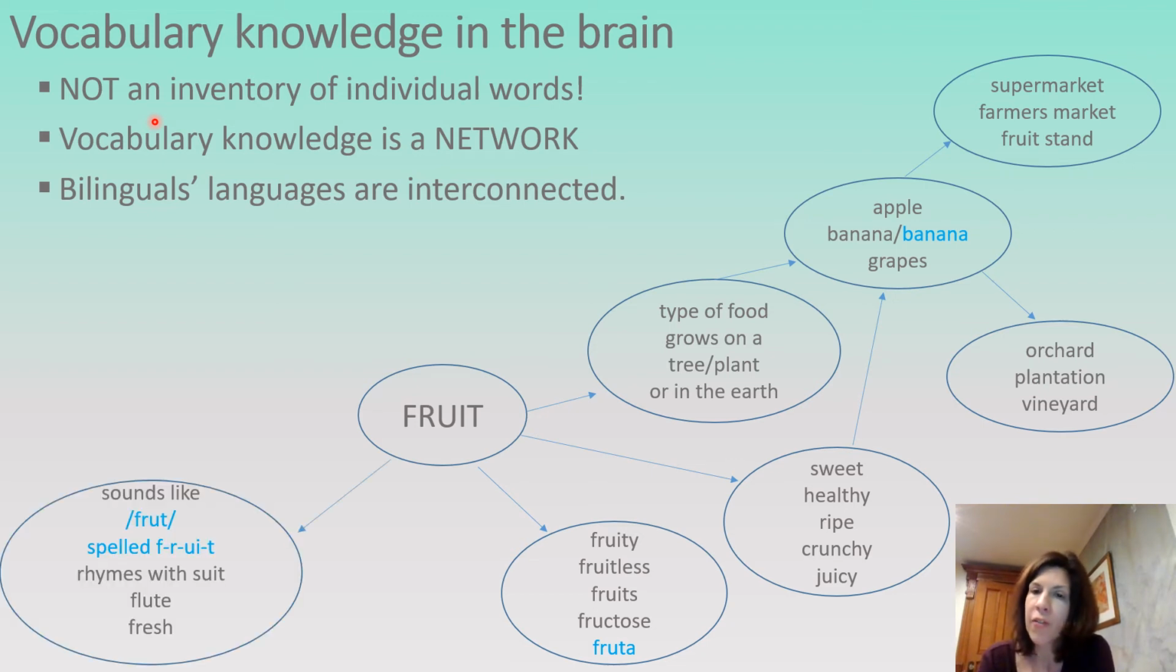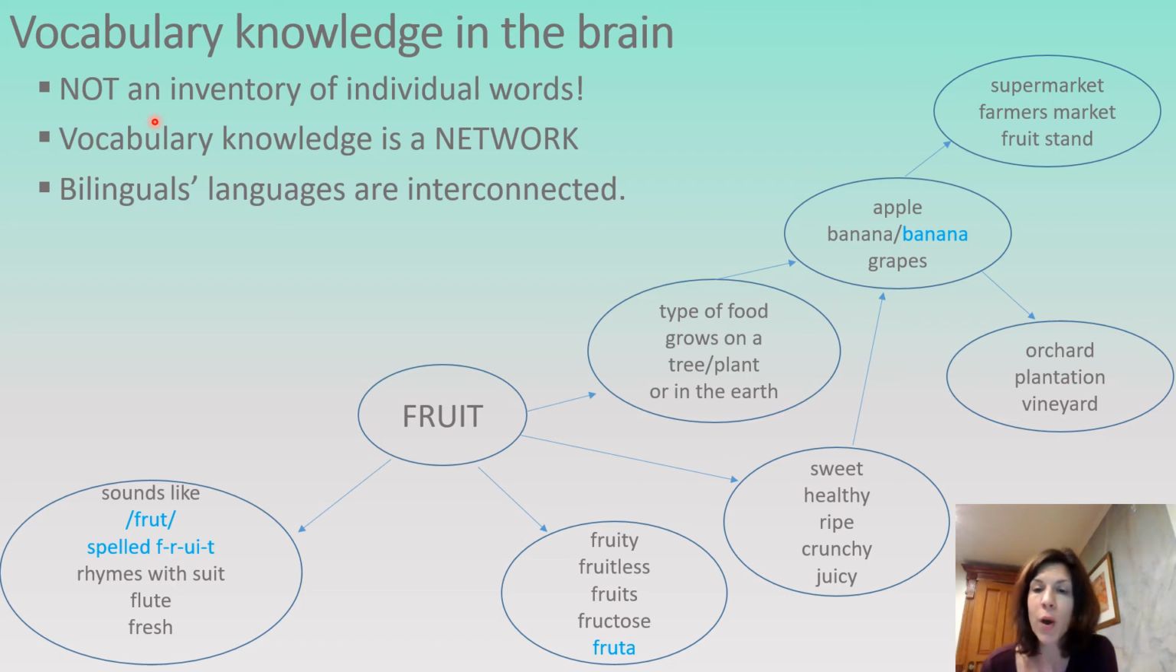You also have a phonological representation of how the word sounds. So in your minds, you know it sounds like fruit. Okay, I've used the IPA there for you. If you are literate, your representation also includes the word spelling, F-R-U-I-T. The word fruit may also evoke for you other words that it might rhyme with, like suit, right? Or words that start the same, like flute or fresh.